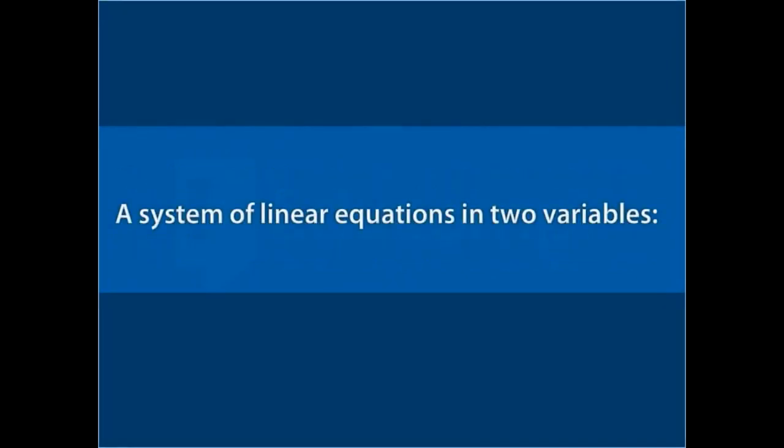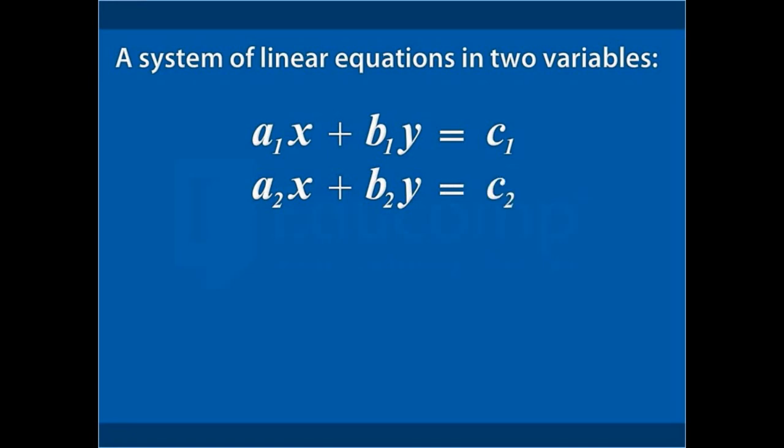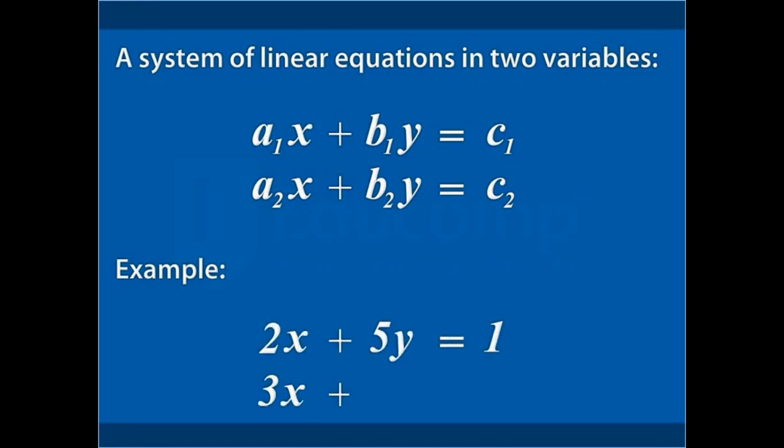A system of linear equations in 2 variables. These linear equations in 2 variables are in pairs. They are of the type a1x plus b1y equals c1 and a2x plus b2y equals c2. For example, consider the following pair of equations: 2x plus 5y equals 1 and 3x plus 2y equals 7. Let the system be written as AX equals B.